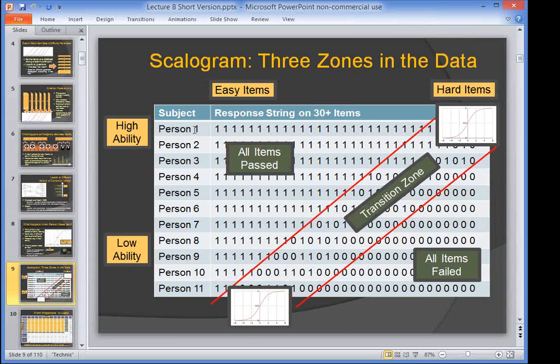And if we arrange our persons and items in a particular way, we can get something called a scalegram that has 3 zones in the data. So the scalegram has the high ability subjects at the top, the low ability subjects at the bottom, the easy items on the left, the hard items on the right. And then the scalegram is divided up into 3 zones. So up here in the upper left, we have a situation in which the high ability persons are taking the easy items. We expect this in this region, all items will be passed. Over here we have a situation in which low ability subjects are taking hard items. We expect all items will be failed. And then in the center we have this transition zone.